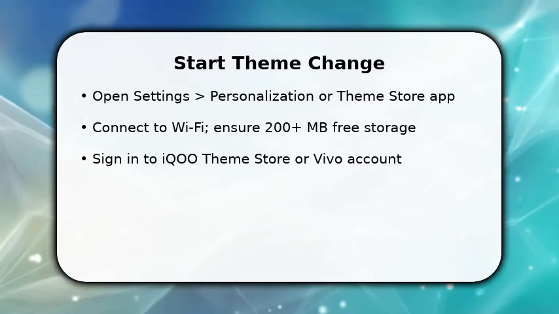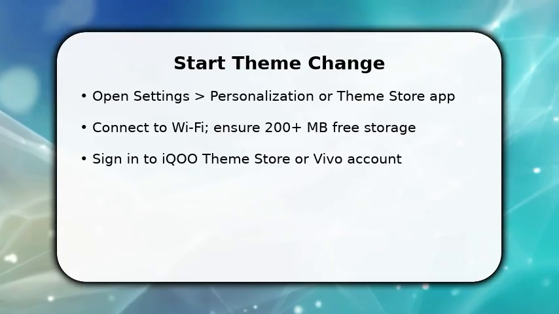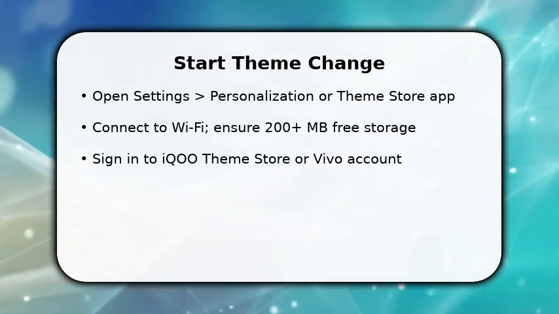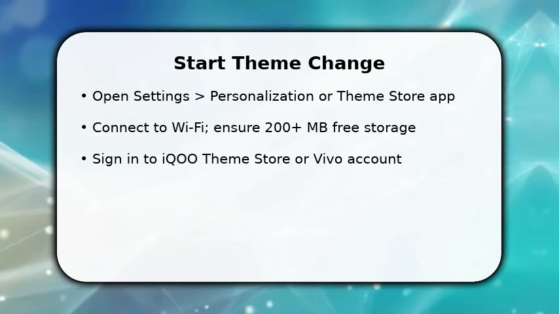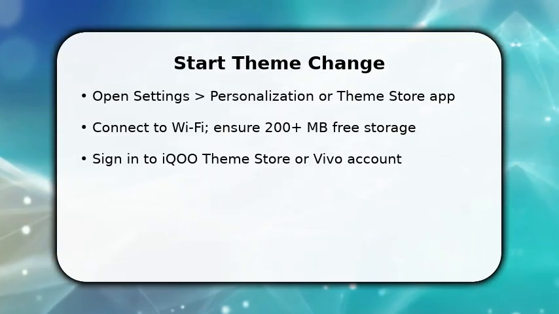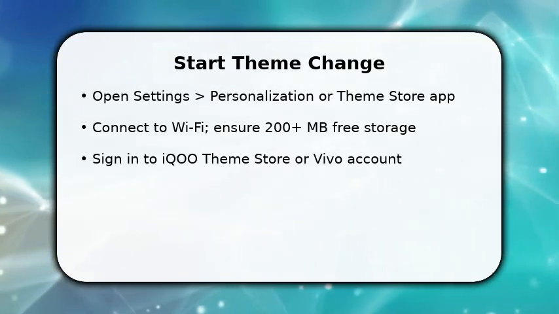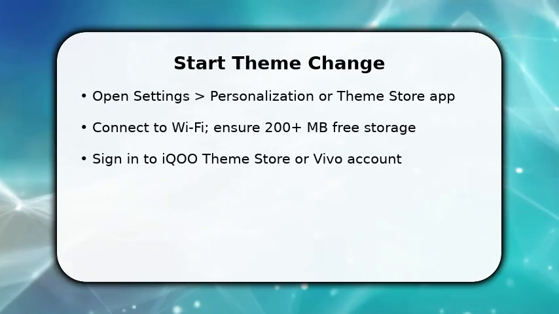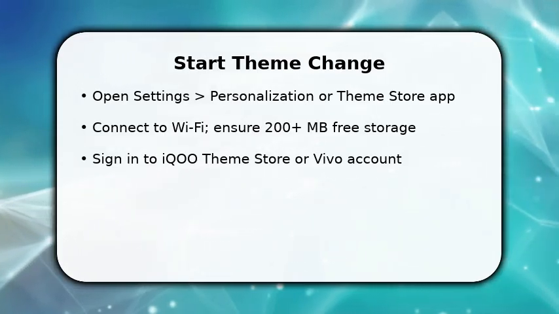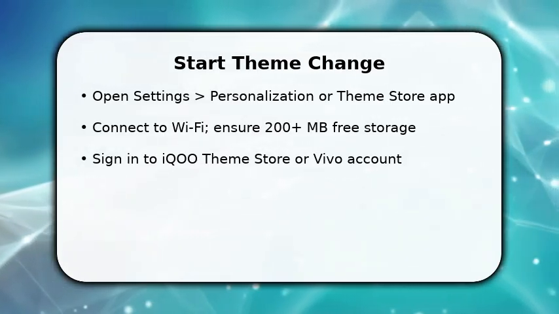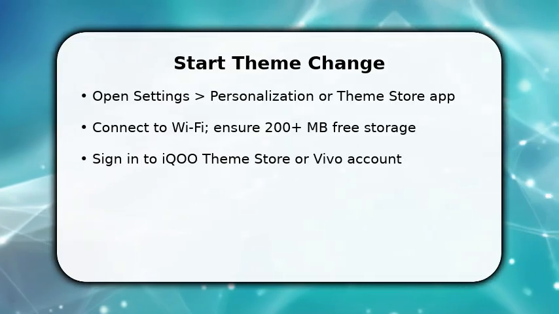You begin by opening Settings, then Personalization, or launch the built-in Theme Store app directly. This is the only supported path on Iqoo Z6. Once done, sign into your Iqoo/Vivo account so downloads are tracked. Make sure you have Wi-Fi connected and at least 200 MB free. Lack of space will block installs.